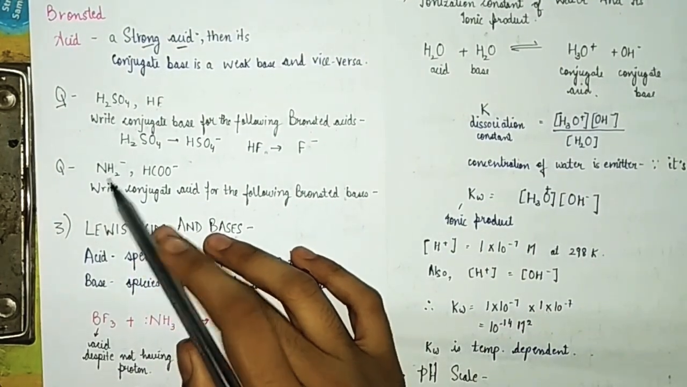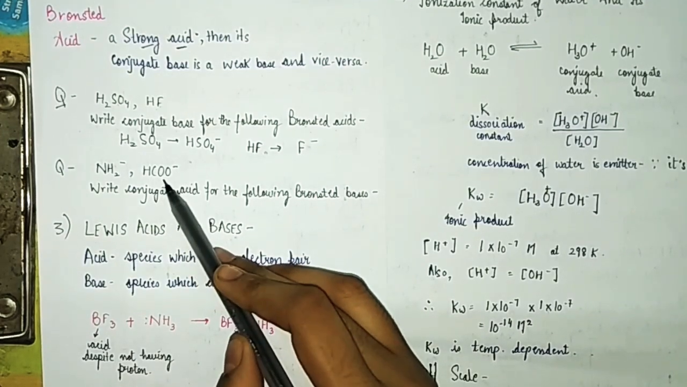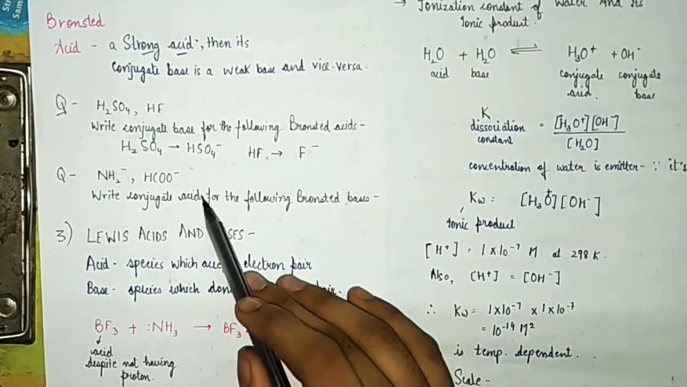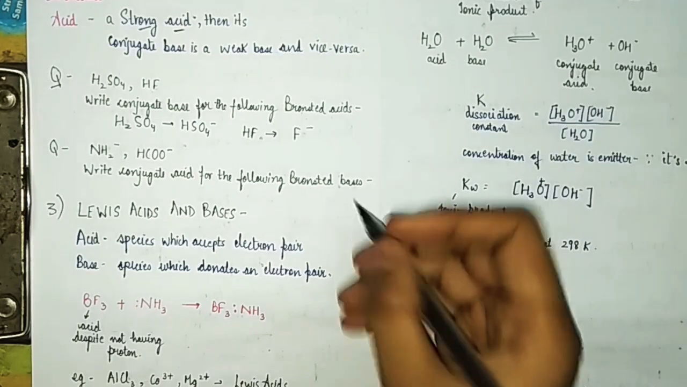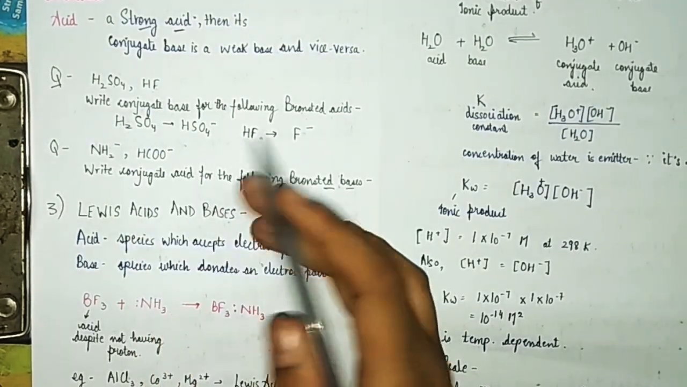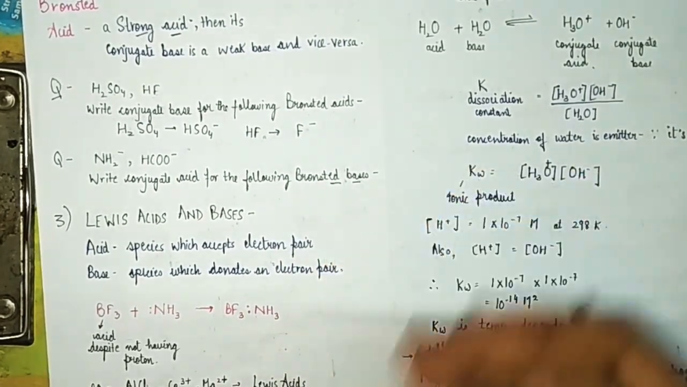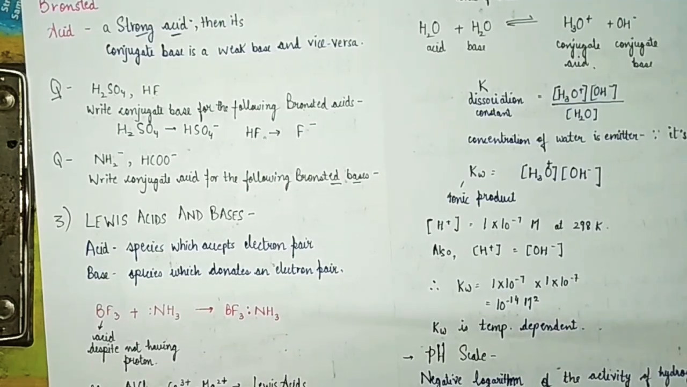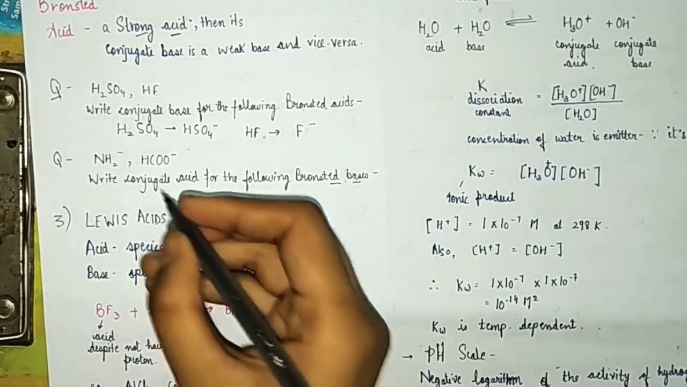For this second one, we have NH2 minus and HCOO minus, and we have to write the conjugate acid for the following Bronsted bases. So these are Bronsted bases. If the Bronsted base is weak, then the conjugate acid will be stronger. Okay, so what is a conjugate acid? Conjugate acid is something which has accepted a proton.